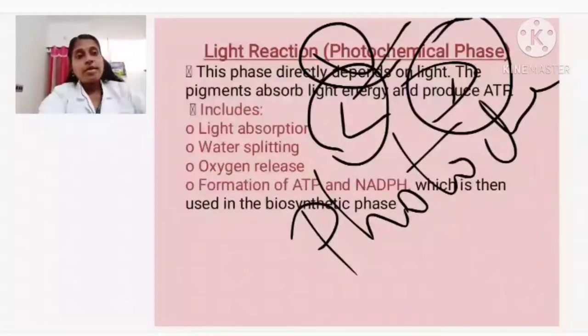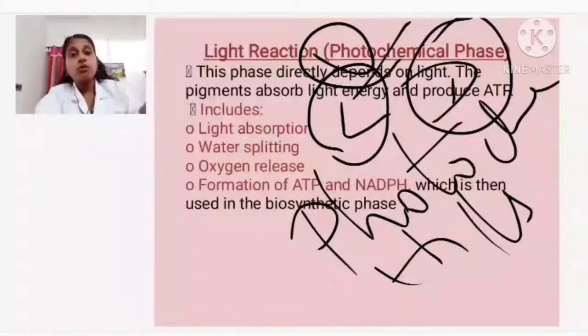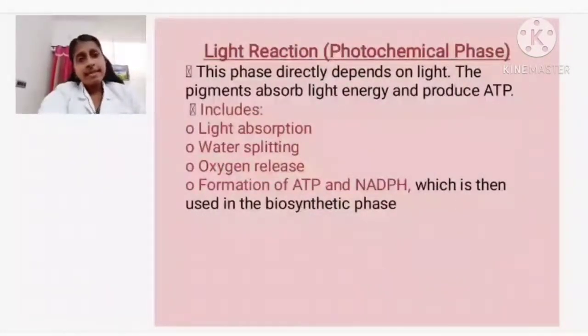Or we can also call it Hill's reaction. Another name is Hill's reaction, because Robert Hill is the one who discovered this process. So this is regarding the light reaction of photosynthesis. In detail we are going to learn about the light reaction. Now, where does this light reaction take place?